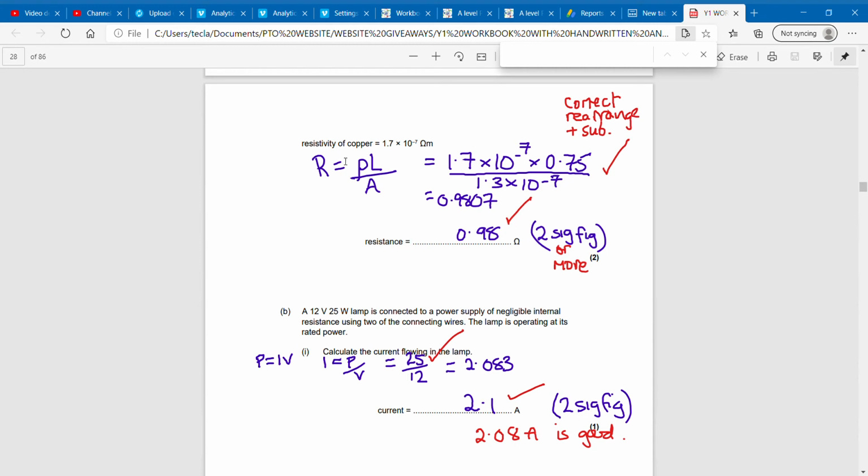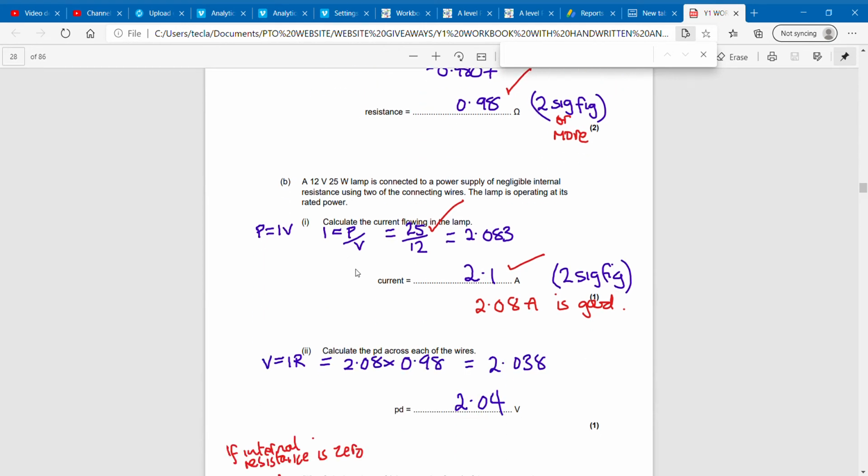1.7 times 10 to the minus 7 multiplied by length 0.75 divided by cross-sectional area 1.3 times 10 to the minus 7. That gives us 0.9807 or 0.98 ohms to 2 significant figures. The value should be at least 2 significant figures. You would get the mark if more than 2 significant figures were shown. But if it's less than 2 significant figures, you would lose it. You wouldn't get the mark there.